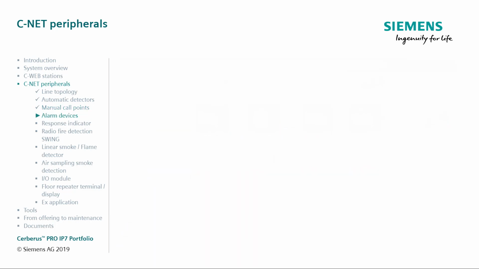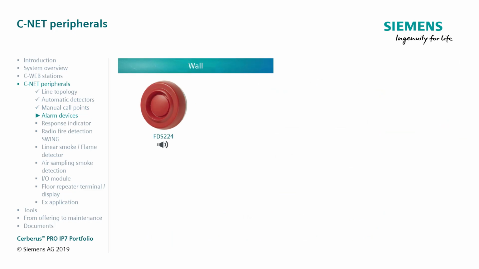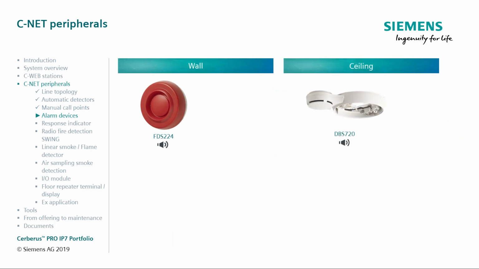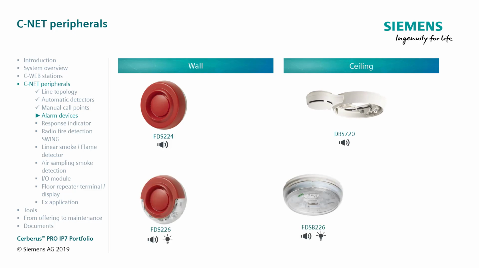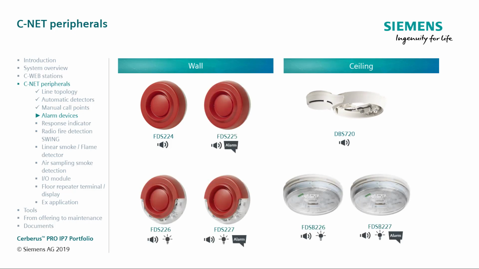The Cerberus PRO product range has several alarm devices, including a sounder for wall mounting, a sounder base for ceiling mounting, a sounder beacon with a sounder beacon base, as well as a voice sounder beacon, and a voice sounder beacon base. All devices are loop-powered and have an integrated isolator.